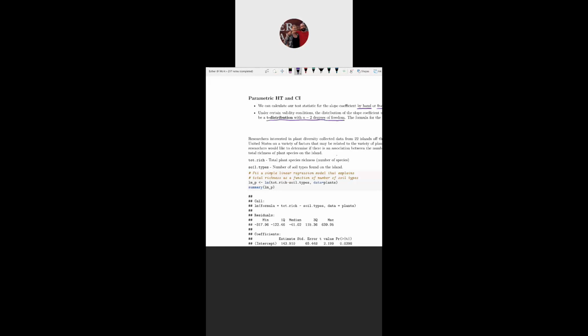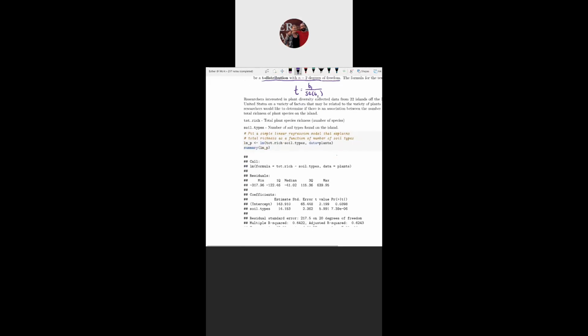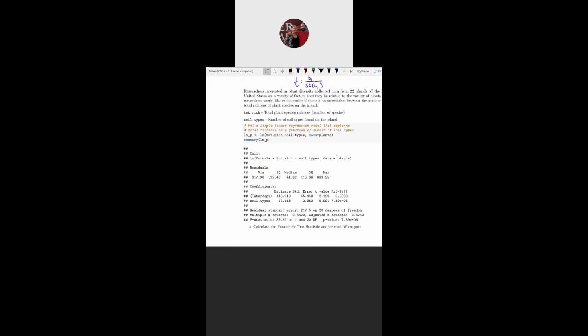All right, to calculate this by hand, it's actually a fairly easy formula. T is equal to our estimate for slope divided by the standard error around that estimate. That's it. And these values we're going to pull from the summary output for the linear model. All right, so let's run through this in the context of an example.